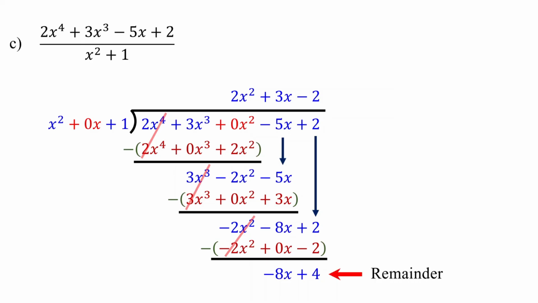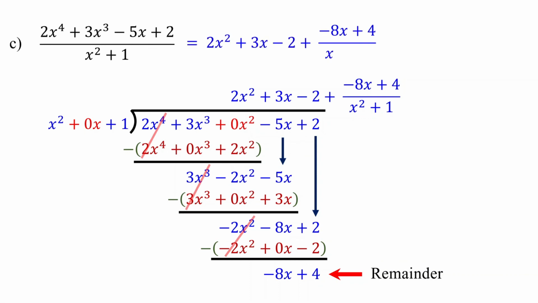To write the final answer, add the remainder over the divisor. Therefore, this is the answer. Let me explain briefly why we add here the remainder over the divisor.